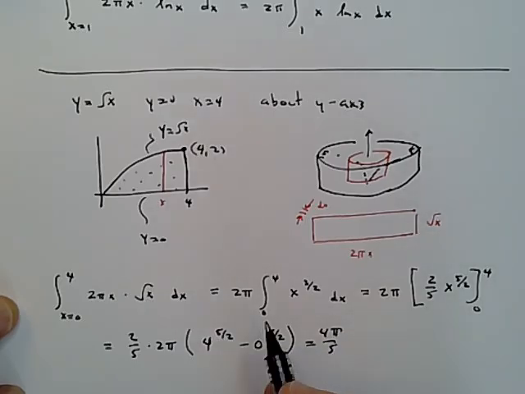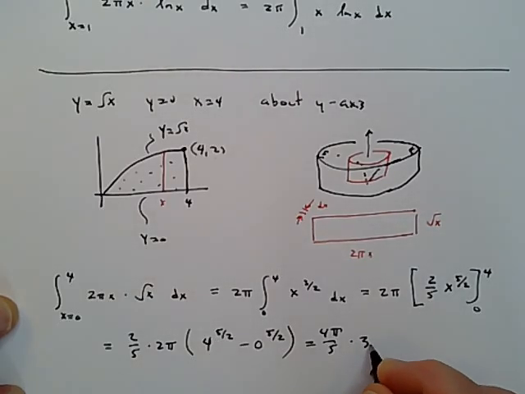4 to the 5/2, we've talked about this before. There's two ways to do that. You could raise 4 to the 5th power and then find the square root, or you could find the square root of 4 and raise that to the 5th power. So, you figure out which is easiest. So I'm looking at 32. And you could go on to multiply 4 by 32, but maybe I'll stop there.